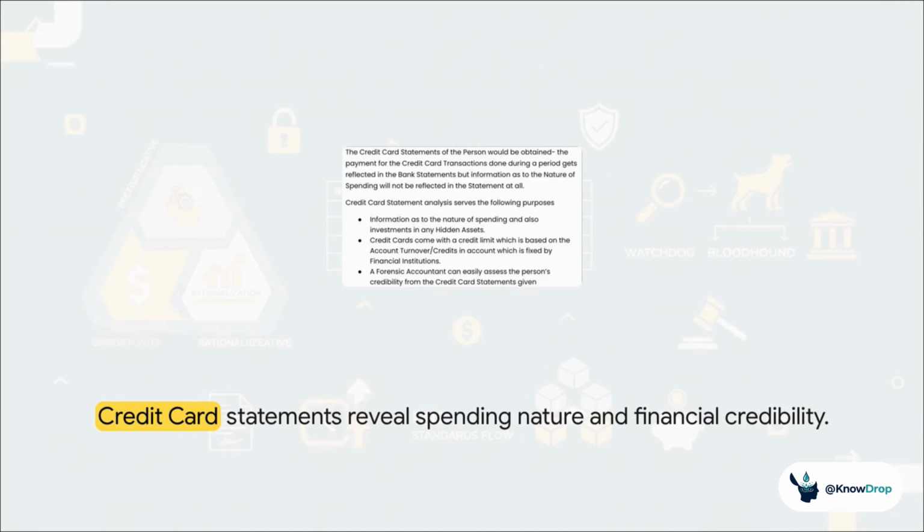You see, a regular bank statement just shows a single lump sum payment going to Visa or MasterCard. It doesn't tell you much, but getting your hands on the actual credit card statement reveals 3 vital things. First, the exact nature of their spending. Are they secretly buying hidden assets like jewelry? Second, it shows their credit limit, which is a huge hint at their true hidden income turnover. And third, it lets you instantly assess the person's overall financial credibility.